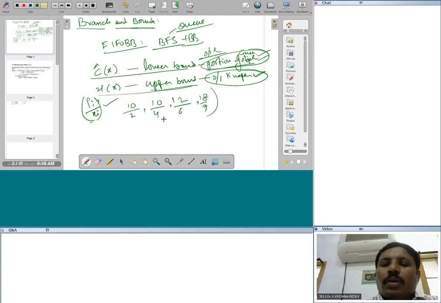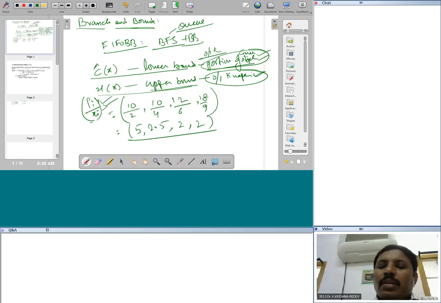So for all the 4 given values, I am doing the pi by wi value calculation. 10 by 2 is 5, 10 by 4 is 2.5, 12 by 6 is 2, 18 by 9 is 2. So these are the values.